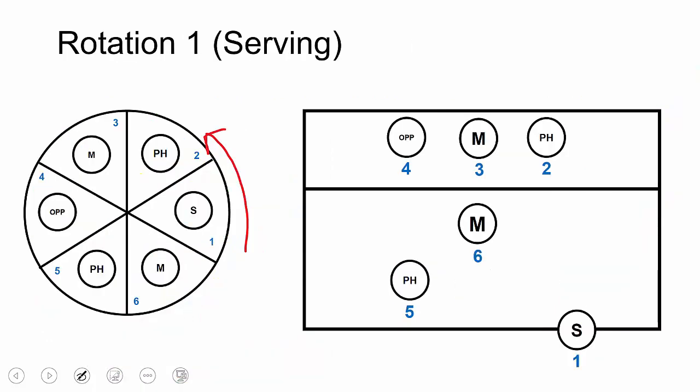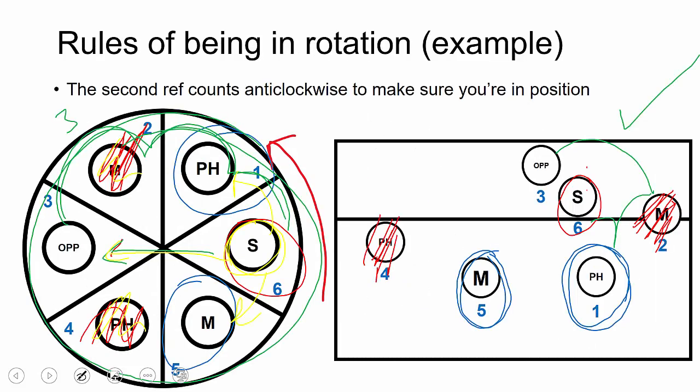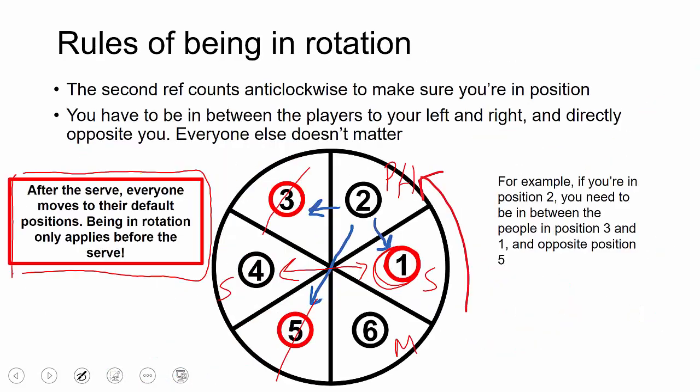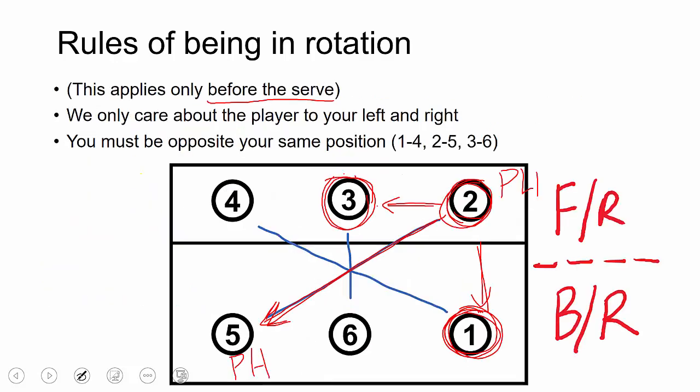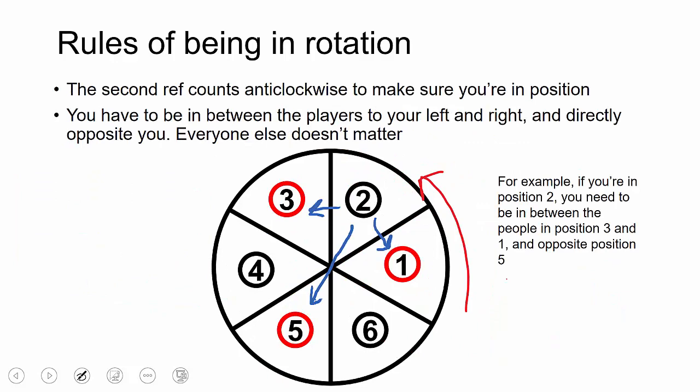All right, I might leave that there, and I'll talk about the 5-1 rotation. So this is where all the fun begins. Key things, looking at rotation, we only figure out the player to the left and the right, and you must be opposite your position. It's opposite, like that. Only care about who's to your left and to your right. Okay, good. Cool.